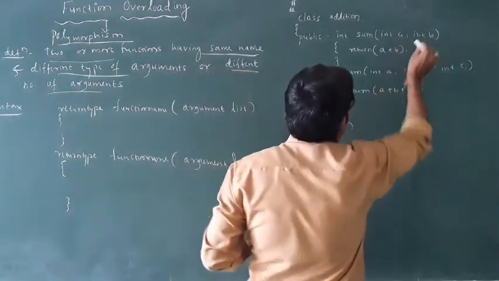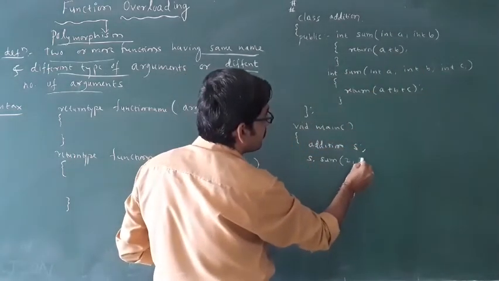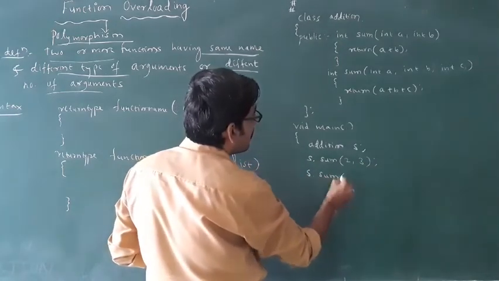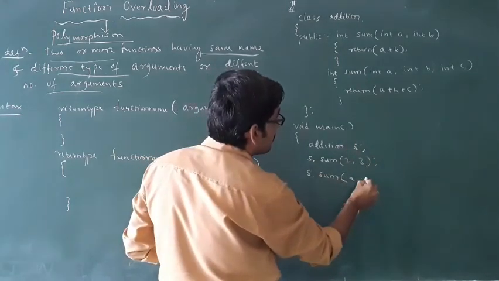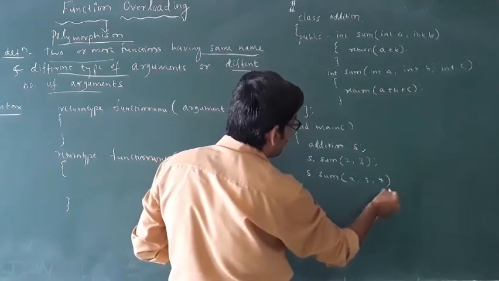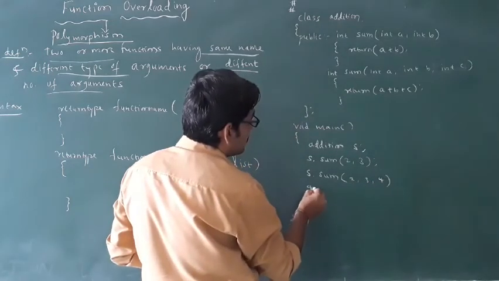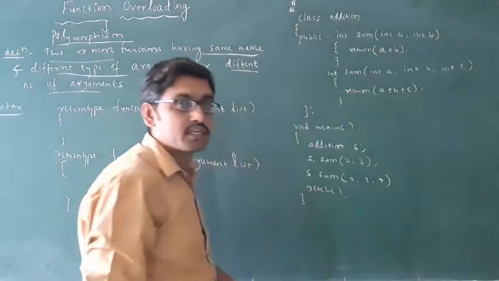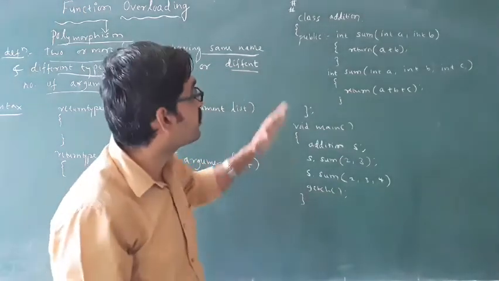How many arguments do you have here? Two arguments, give two values. Then the second one is s dot sum. How many arguments do you have? Three arguments: 2, 3, 4. Then get ch. Okay, like this. Then how will it work?